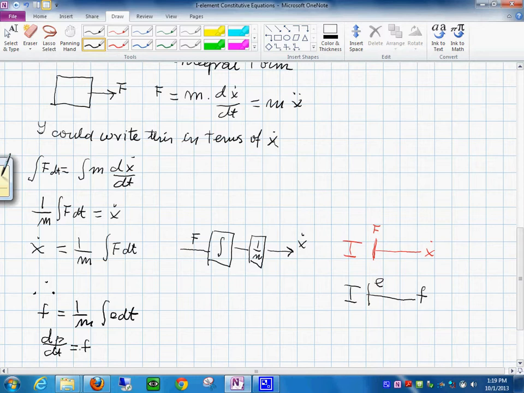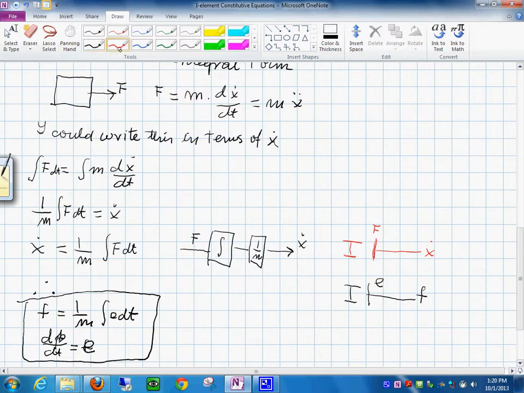excuse me, is equal to E. Yeah. So these are the constitutive equations of an I element in integral form. And for both, for the electrical system and for the other one, we'll have that same form.